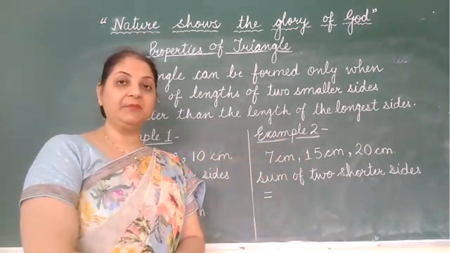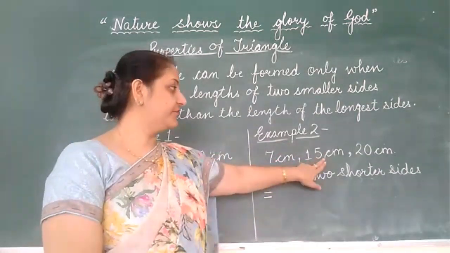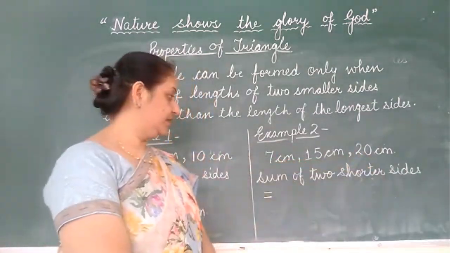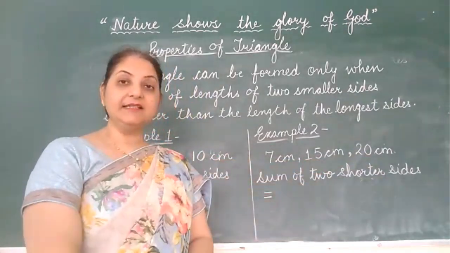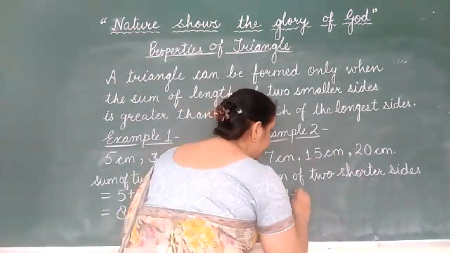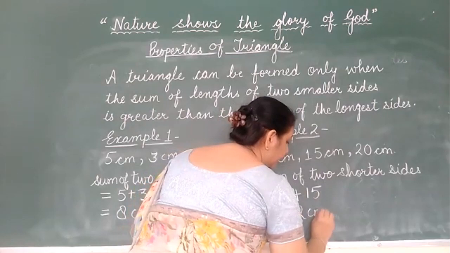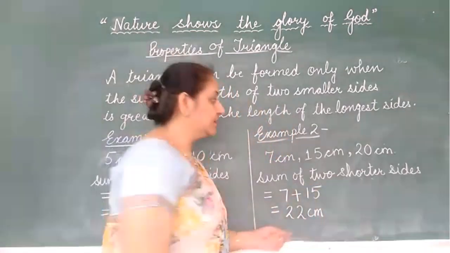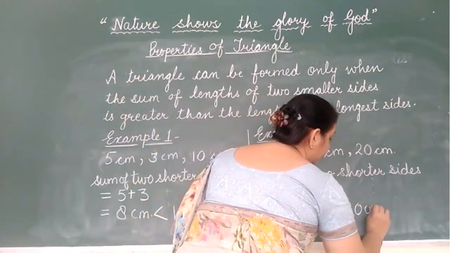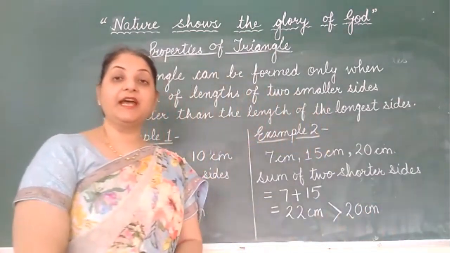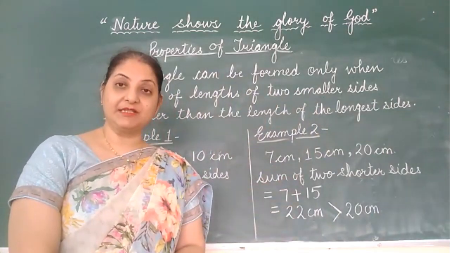Let us see example number 2. The sides given are 7 cm, 15 cm and 20 cm. The two shorter sides are 7 and 15 cm. Let us get the sum of those. 7 cm plus 15 cm is 22 cm. This is greater than the third longest side, 20 cm. That means we can form a triangle using these line segments.